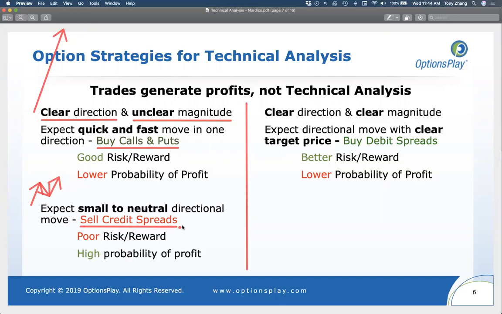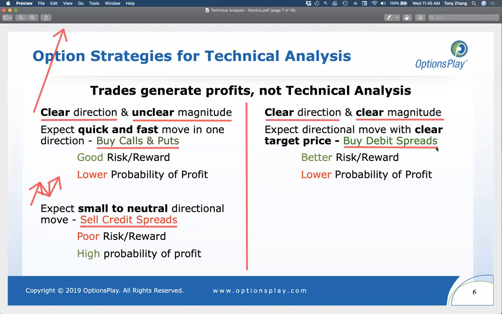And then there's going to be other forms of technical analysis where you do have a clear sense for direction, and you also at the same time have a very clear sense for magnitude, meaning you have a clear target price and a direction that you think the stock's going to move in. For those types of trades, you're far better off buying what we call a debit spread.